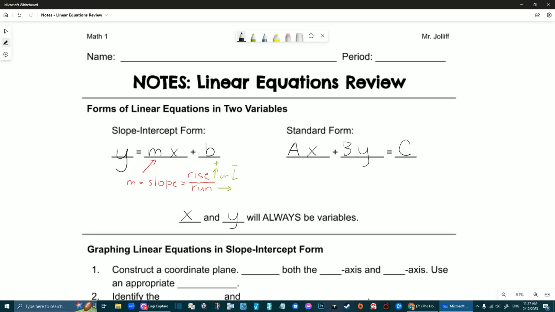So for slope-intercept form, y equals a number times x plus a number, and in standard form, a number times x plus a number times y equals a number. But those x's and y's should always be present.